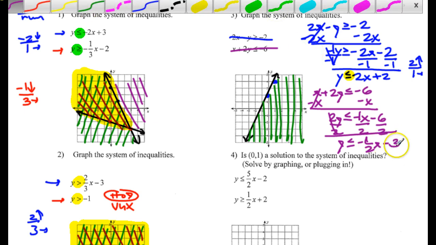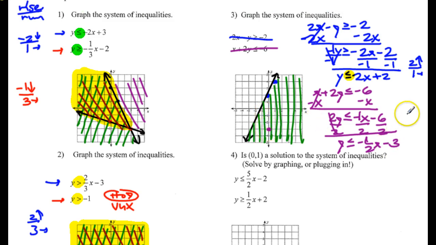Alright, so here my y-intercept is -3. Here my slope is -1/2, so one of the numbers that's negative will make the 1 negative. So that means down 1, right 2. Down 1, right 2.